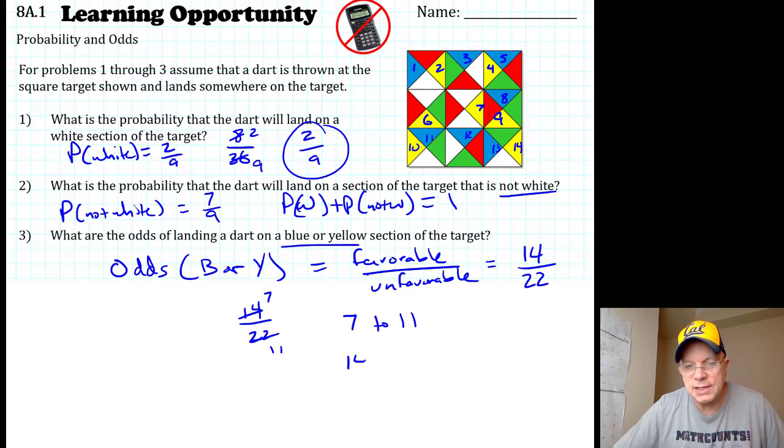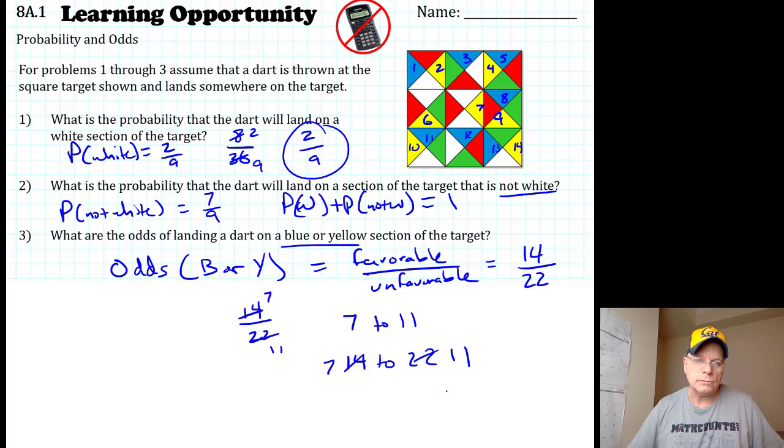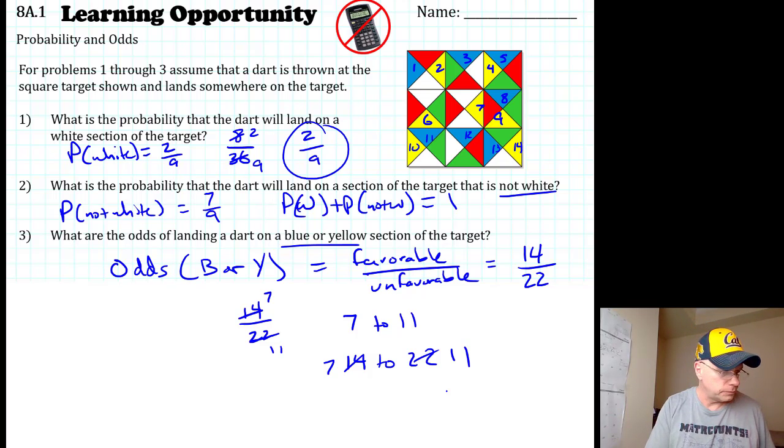If you wrote 14 to 22, just know that you should simplify this the same way you simplify a fraction. Factor out the common factors. But if you didn't know that, 14 to 22 is a good answer. That's fine.